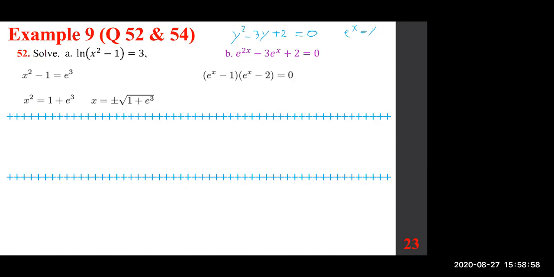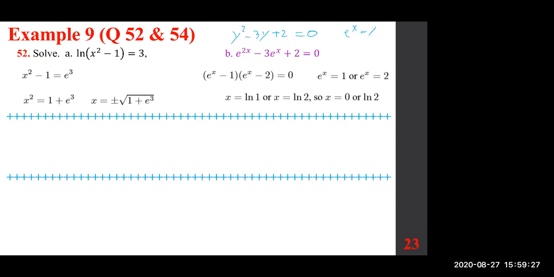Or just recognize it with the e, whatever is easier for you. If you go with y, y becomes 1, y becomes 2. That means e to the power of x is 1, e to the power of x is 2. x is ln 1, which is 0, and x is ln 2, which is precisely ln 2. You can, if you want, write the approximation, a bunch of decimals.